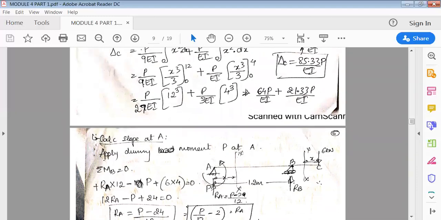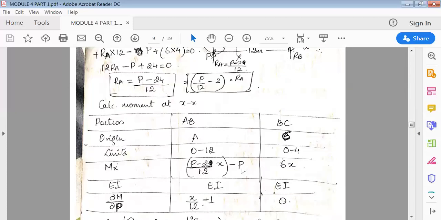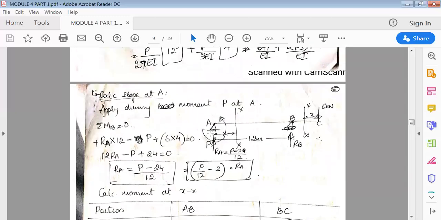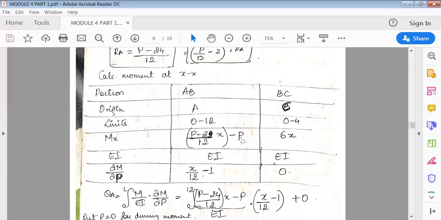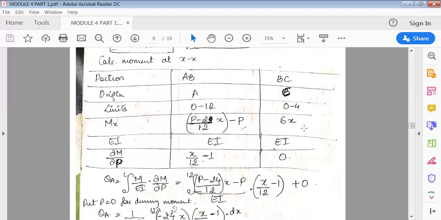So this is the reaction, that is P by 12 minus 2. If this is confusing, you can always use this: (P minus 24) divided by 12 into this distance, into X. And there is an external moment here, a dummy moment, that is anti-clockwise, so minus P. Similarly in BC, to the right side, again 6 into X. It is only 6 into X.